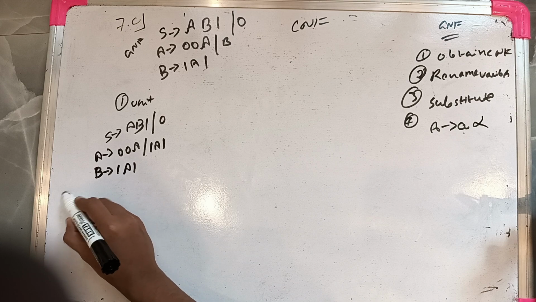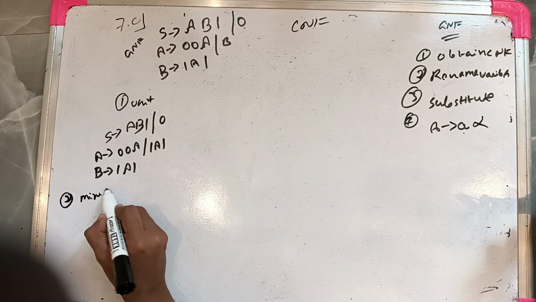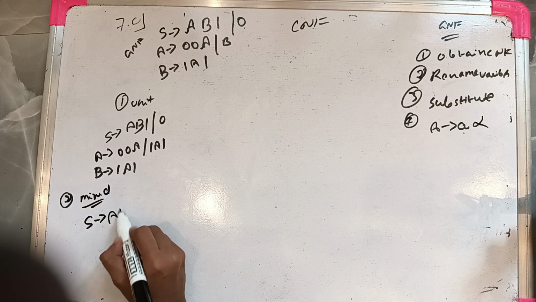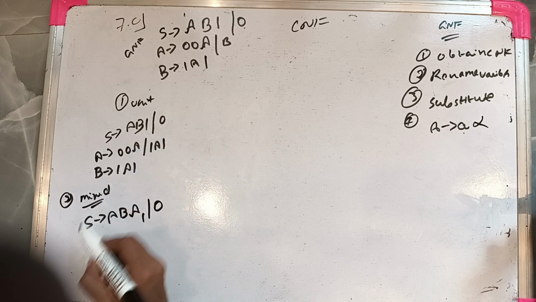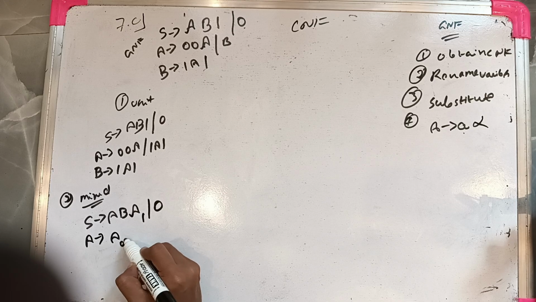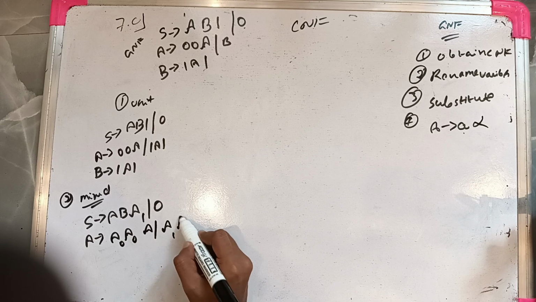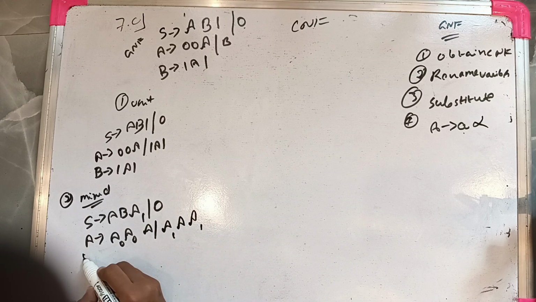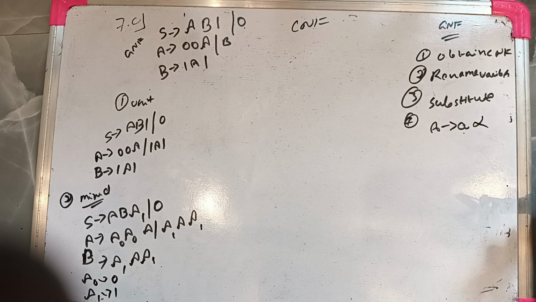In the next step, remove mixed production, correct? So what are the terminals here? For mixed production, S gives AB, and I will represent it as A1, then a single terminal is fine. Next A0, A0, A. Next A1, A1. After that B gives A1, A1. Next A0 implies 0, A1 implies 1.